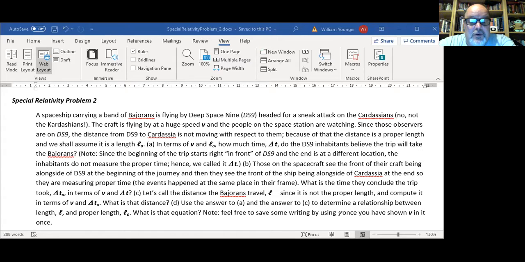Part A. In terms of v and L0, how much time, delta T, do the Deep Space Nine inhabitants believe the trip will take the Bajorans? Note, since the beginning of the trip starts right in front of Deep Space Nine and the end is at a different location, the inhabitants do not measure the proper time. Hence, we call it delta T, not delta T0. So let's attack part A first. So I'm going to stop my share and I'm going to go to my document cam.